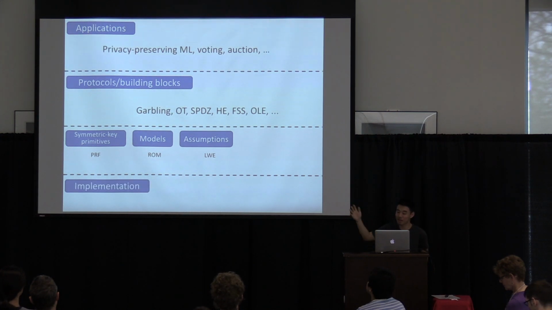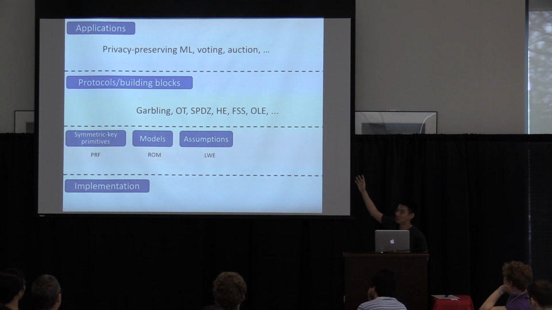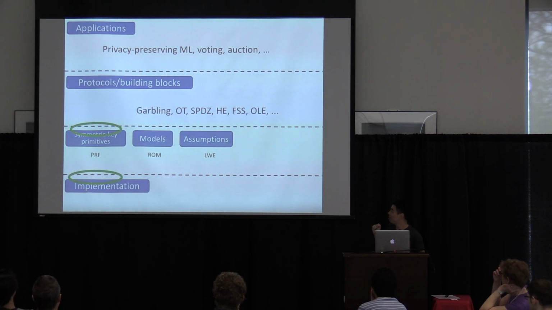And then at the very bottom layer is the implementation, where we need to choose a way to instantiate all these primitives, which will be used to build the next layer, which will be used to build the applications. So over here, we mainly focus on symmetric key primitives, with the interplay between protocols and symmetric key primitives, and the interplay of how these symmetric key primitives are actually done in practice in the implementation.